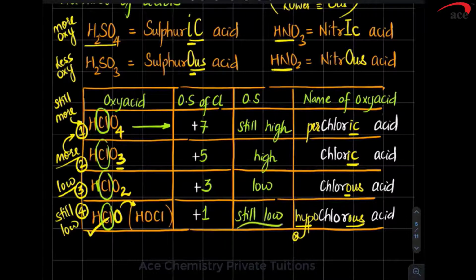How to say still low? Say the word hypo and OUS. You want to say low, use the word OUS. You want to say high, ic. You want to say still high, per and ic. So chlorine has 4 acids. HClO4 is called perchloric acid. HClO3 is called chloric acid. HClO2 is called chlorous acid. HClO is called hypochlorous acid.